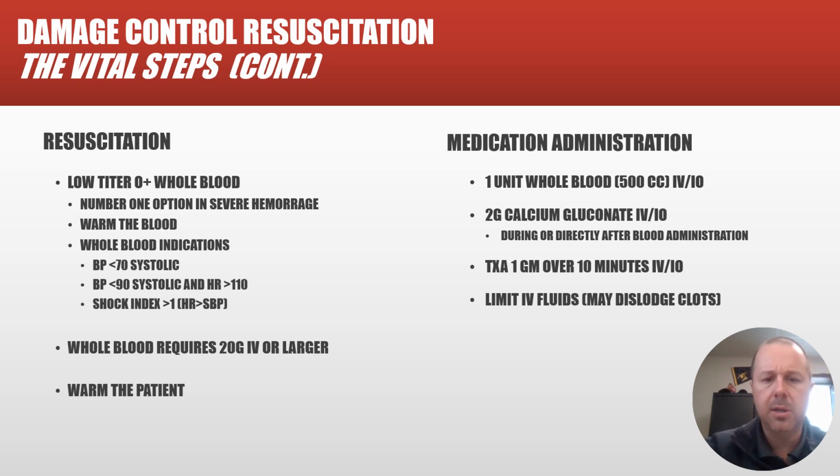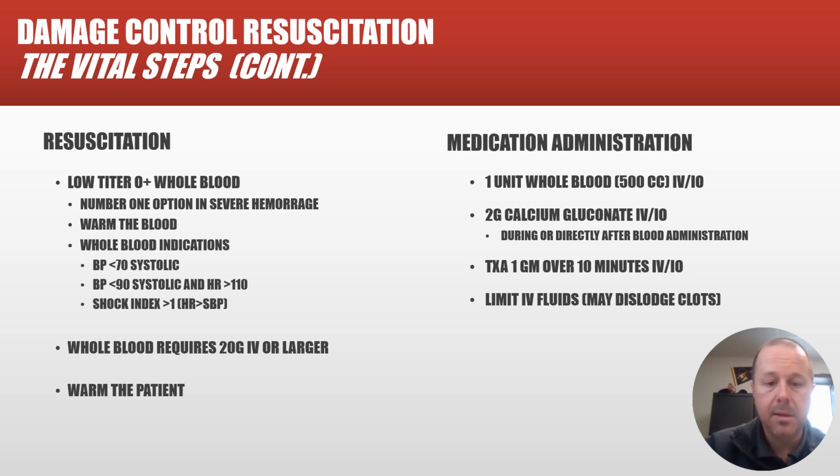So our medication administration with the whole blood. While you're giving that whole unit of blood, which is 500 cc's, you can give it IV or IO. Once it is complete or during it, you can administer 2 grams of calcium gluconate. You have to put it in separate lines though, so you don't want to have your whole blood going in your right AC IV and then connecting the calcium to it. That's why it's good to have multiple lines, so you can give blood on one side and give the 2 grams of calcium gluconate in the other IV.